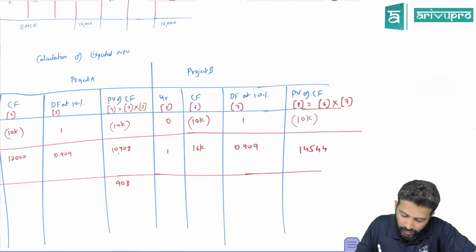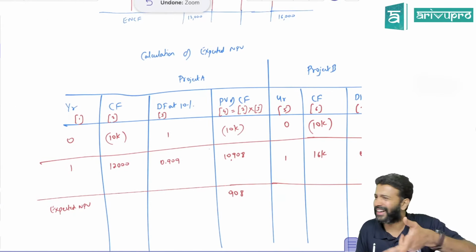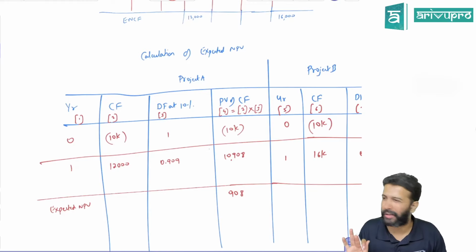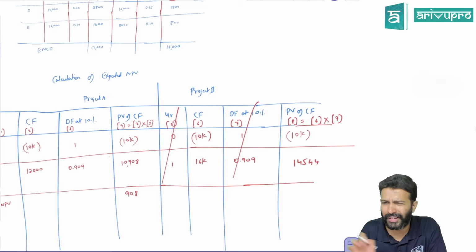In fact, the year column and discount factor column you could have cut off, because both are there here also. You can make that common. I wrote it off since I'm not modifying now. In the exam, you can cut off these two. They are repetitive anyway. Whichever remain, you keep.